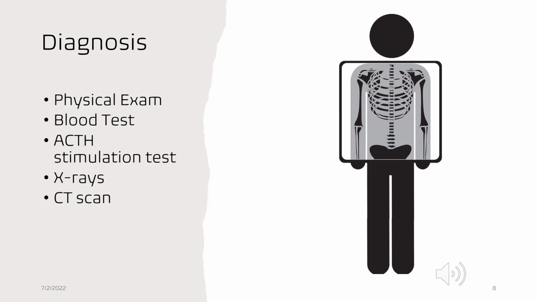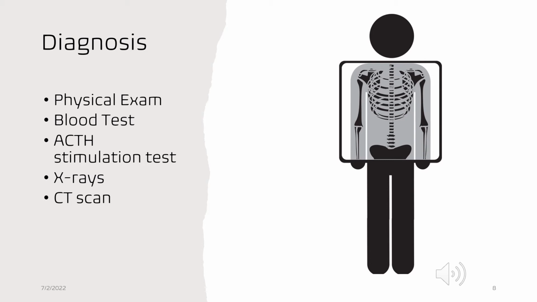The diagnosis for this disease includes different types of exams. The doctors may perform a physical exam after reviewing the history of the symptoms. They may also do a blood test to check for the levels of sodium, potassium, cortisol, and ACTH.